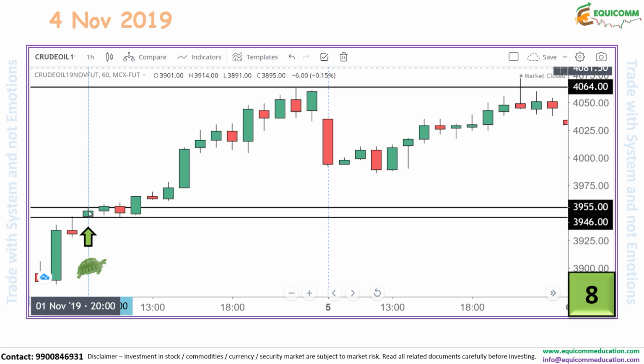You can see over here, the high is broken. See, it did not break the low also. It has simply gone up. Target is achieved.